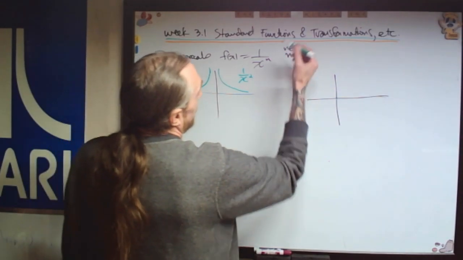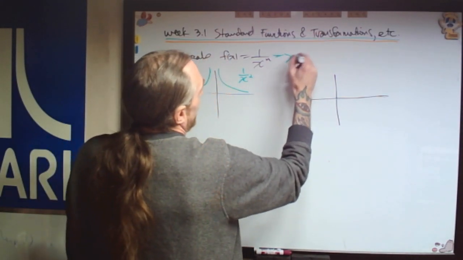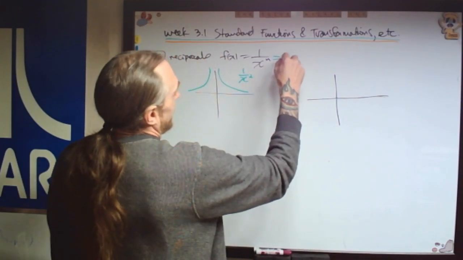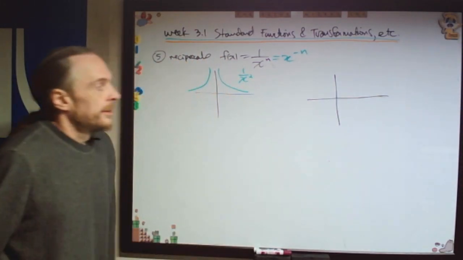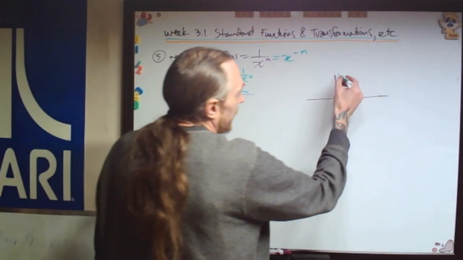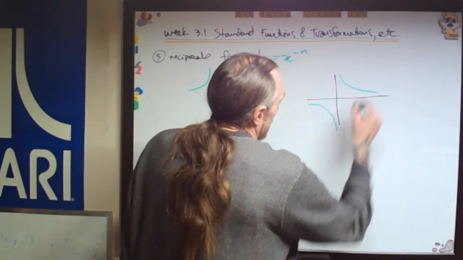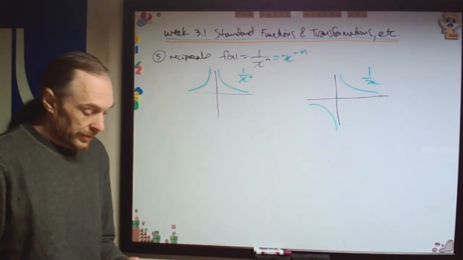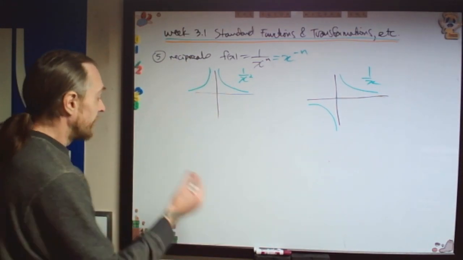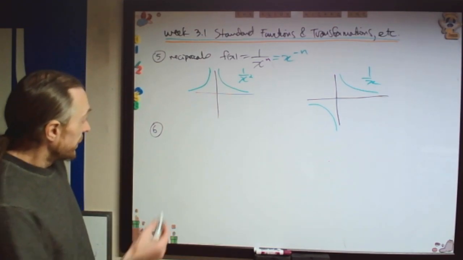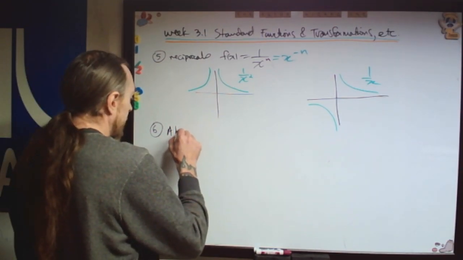This is also equal to x to the negative n. So then you can view them all as exponent rules. And here we're going to get 1 over x, the hyperbolas. So this is the rough shape of what they're going to look like. The last one I did was number 6. I did the absolute value.